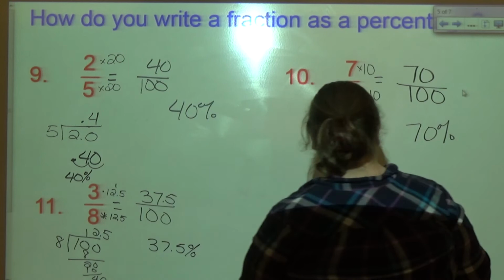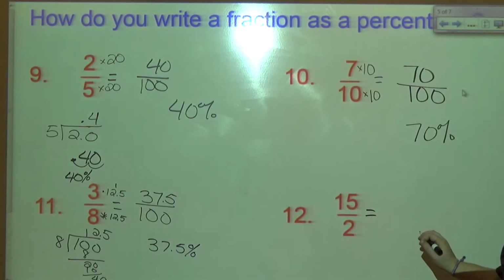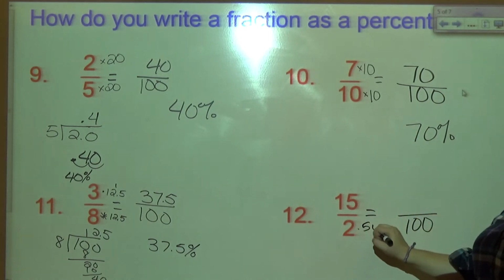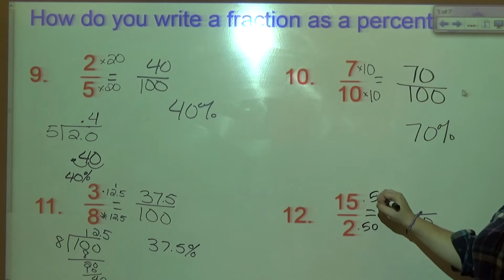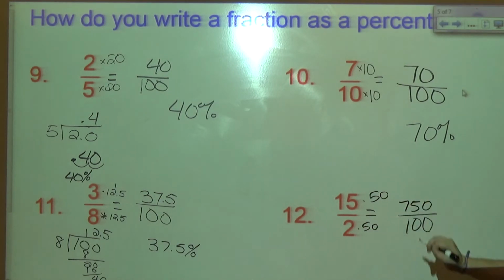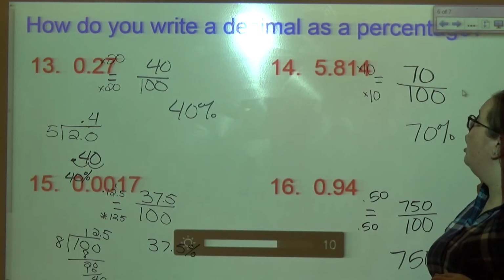Alright, last one. What do I need to turn 2 into 100? 50. 50 times 15 is 750. So 750%. So that's turning fractions into percents. I think I should have done decimals first.